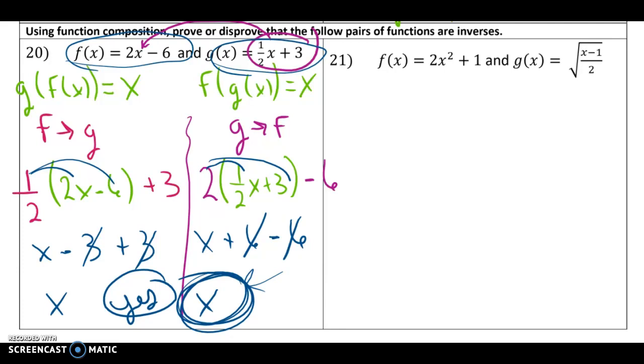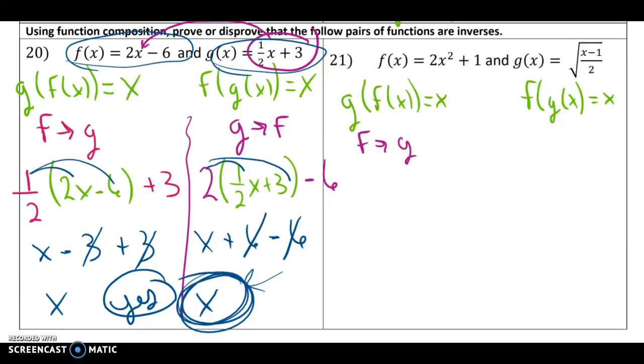So on 21, again, what I'm going to have to do is take g of f of x and try to get x, and f of g of x and try to get x. So 20 looks, I think, just overall a little bit easier than 21. So when we do 21, we're going to really start to pay attention to how things cancel out or disappear to get to x. So let's start with this one. Here we're going to take f and put it into g. I'm going to erase this from the other one. So this is going to go in here.